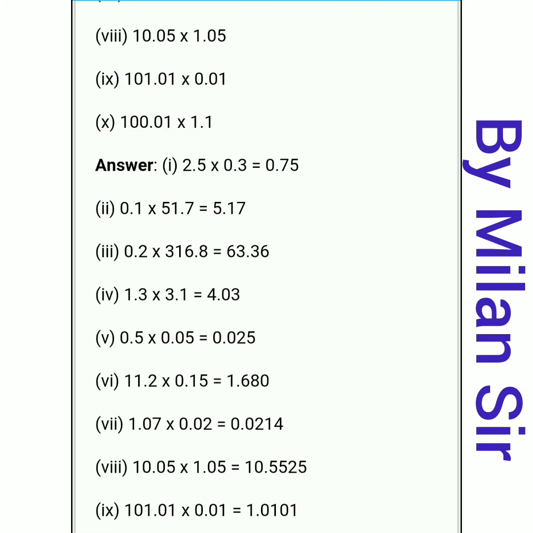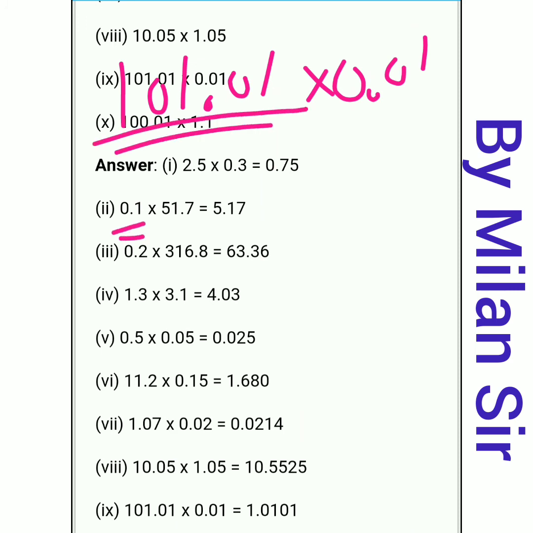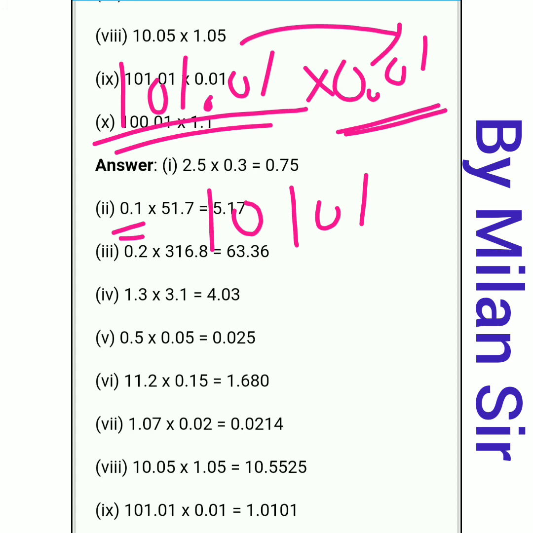Then question number 9. 101.01 multiply 0.01. Now if we ignore the decimal point here, it is 10101, and if we ignore the decimal point in the second number, it is 1 only. So we need to multiply 10101 with 1, so it is the same. What is the answer of the multiplication? It is 10101, because multiplication with 1 gives the same number.